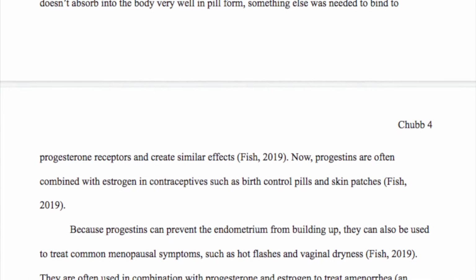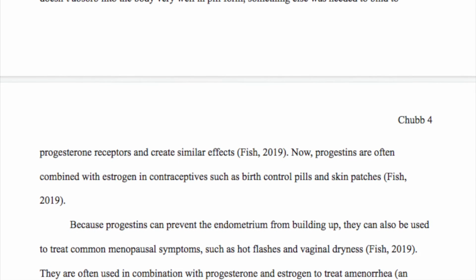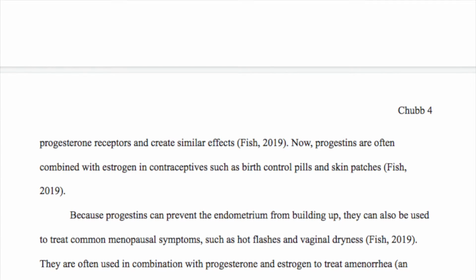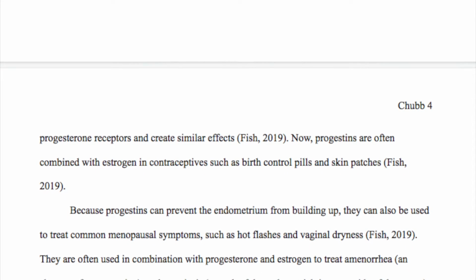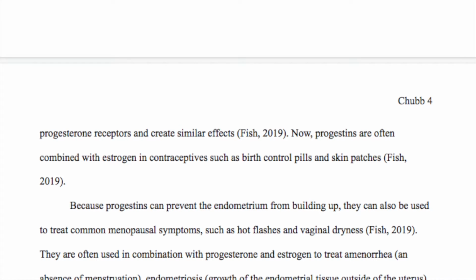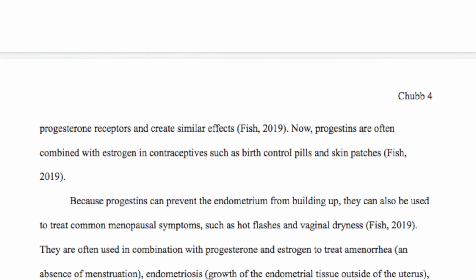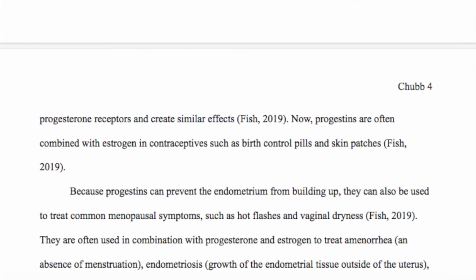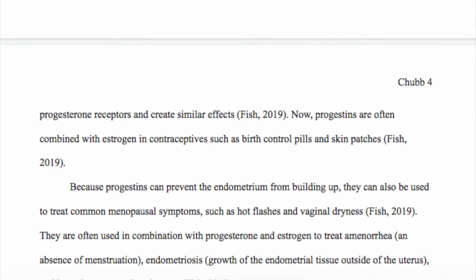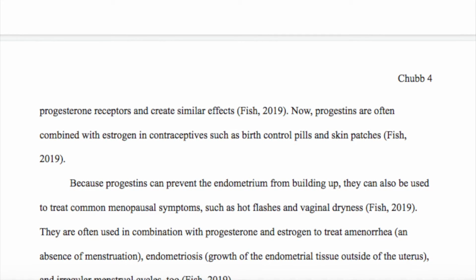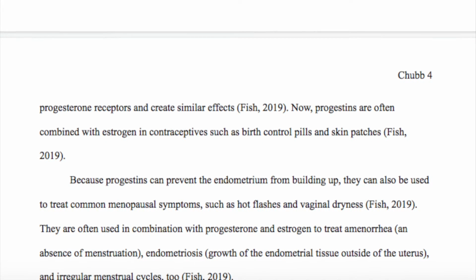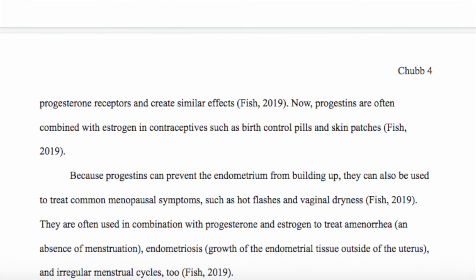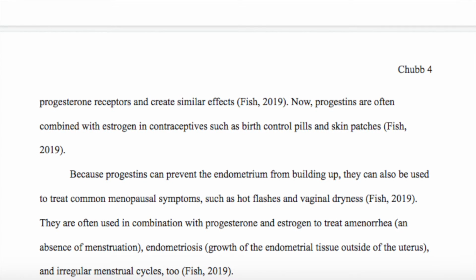Now, progestins are often combined with estrogen in contraceptives such as birth control pills and skin patches. Because progestins can prevent the endometrium from building up, they can also be used to treat common menopausal symptoms, such as hot flashes and vaginal dryness. They are often used in combination with progesterone and estrogen to treat amenorrhea, an absence of menstruation, endometriosis, growth of the endometrial tissue outside of the uterus, and irregular menstrual cycles too.